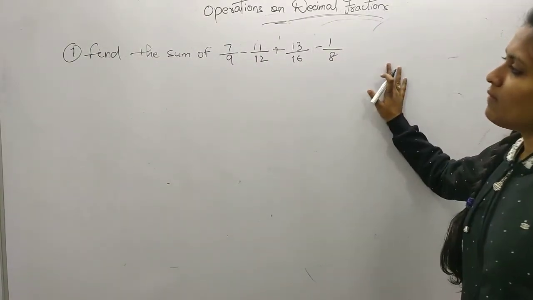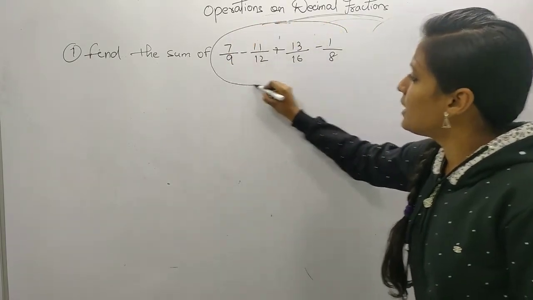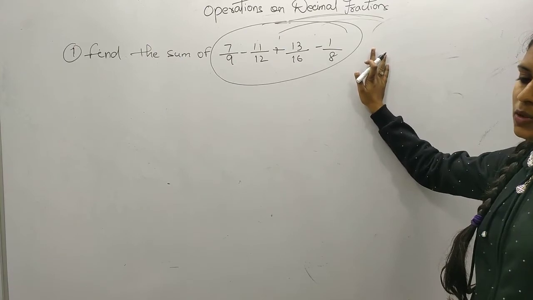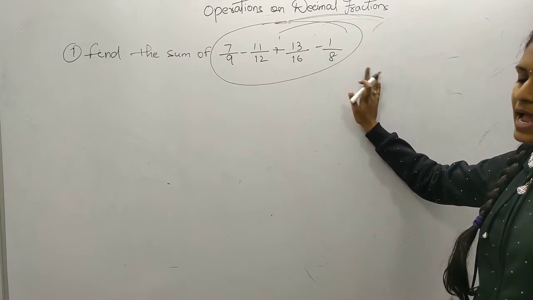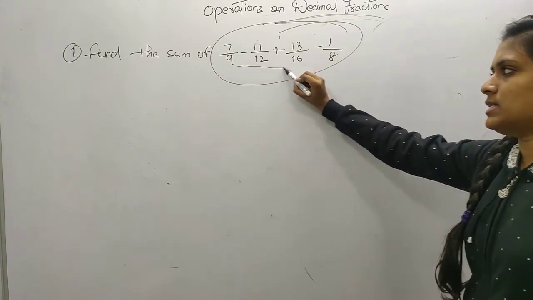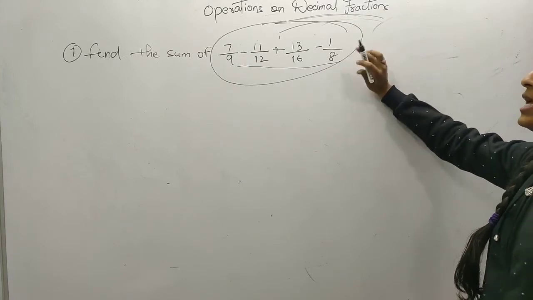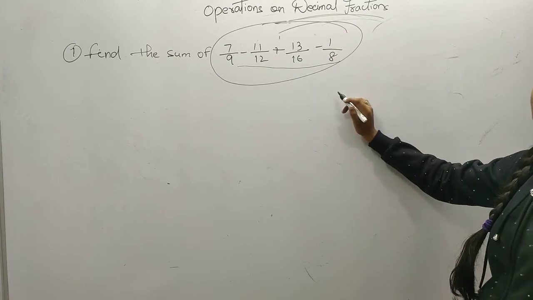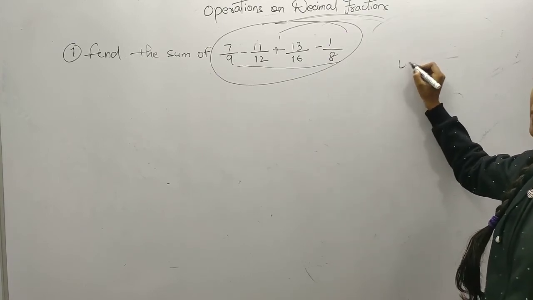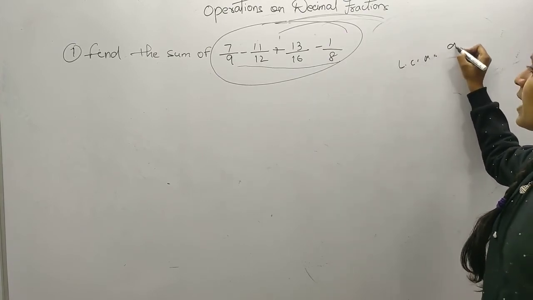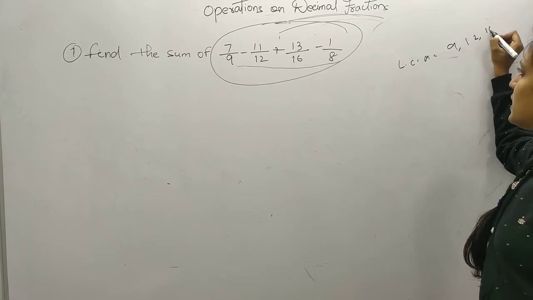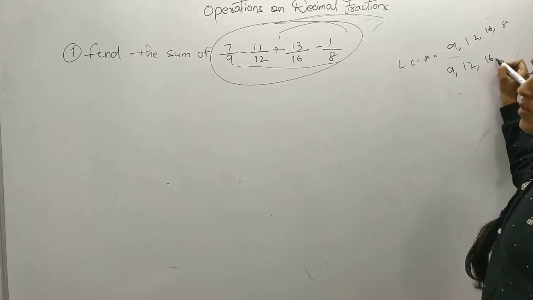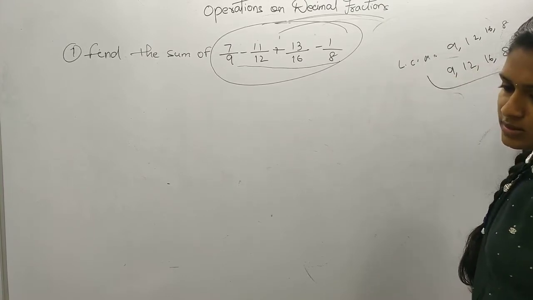We have to find the sum of the given problem. So we have to find the LCM of these four denominators. You can observe that these four denominators are different. What will be the LCM? Just see, LCM of 9, 12, 16, 8. What will you get? Just do it.